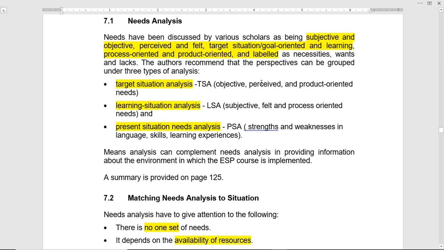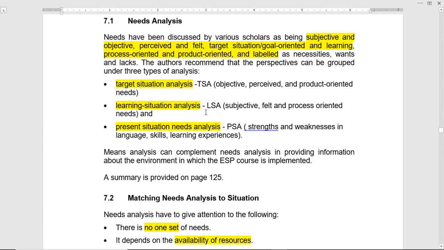So target situation analysis, that is TSA, target situation. So what should be the target, the standard, the measurement? So what is the objective and what is perceived as necessary, and what should be the ultimate product as a result of the input, the teaching process and learning. So those are the targets. Based on that you decide the needs for the learners.